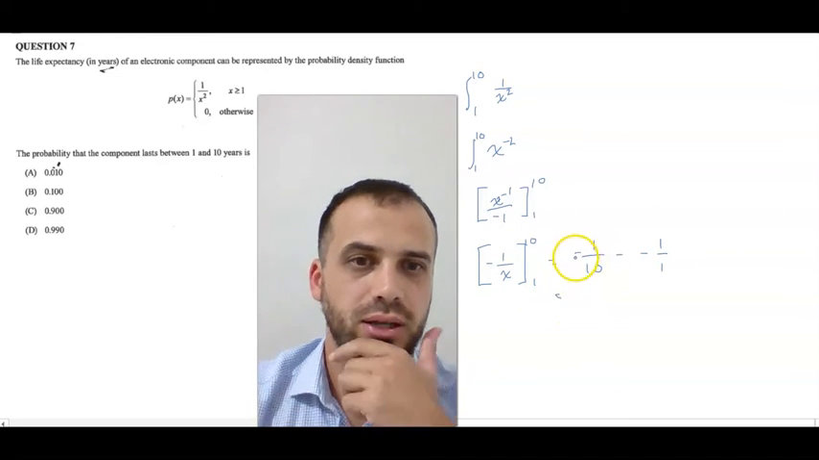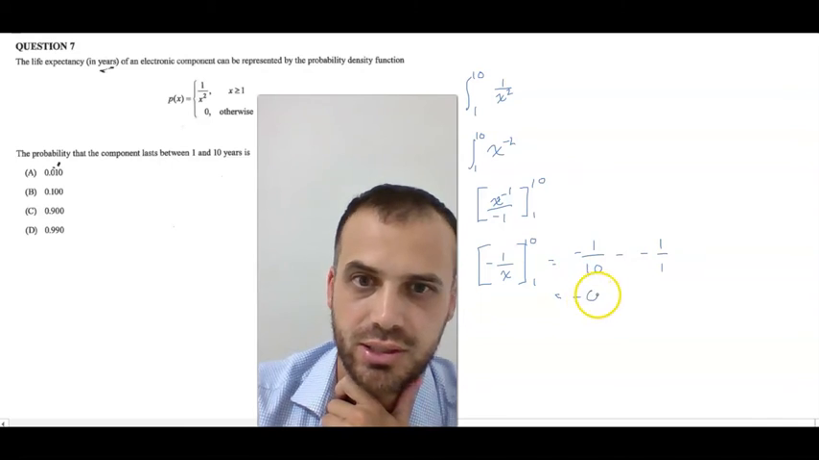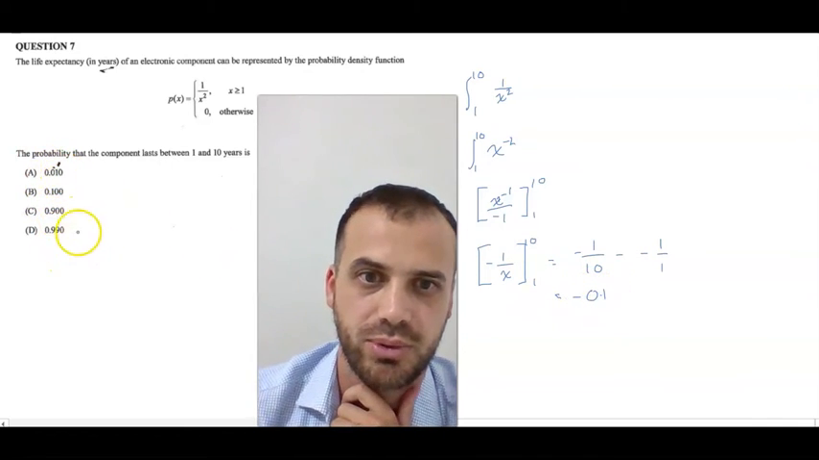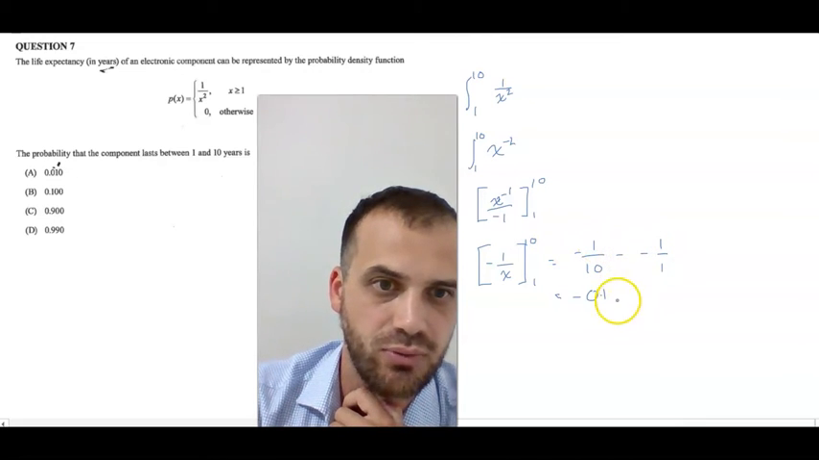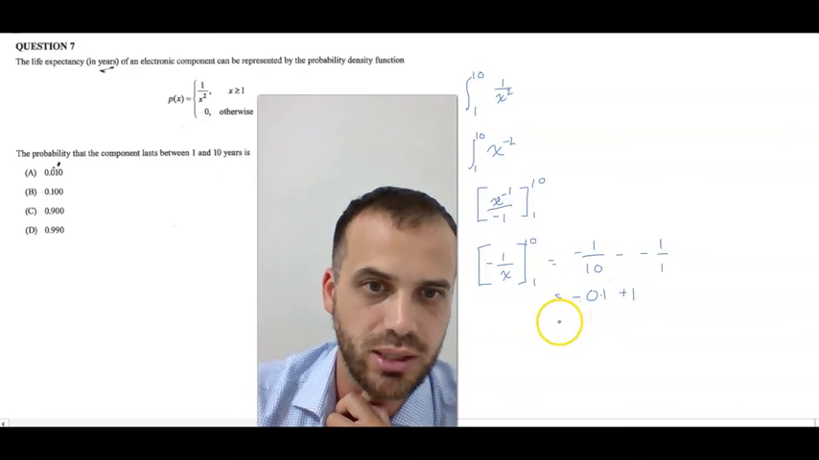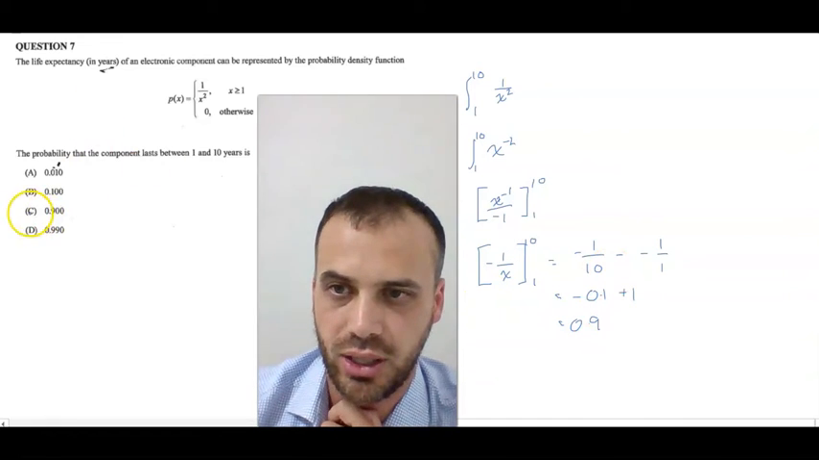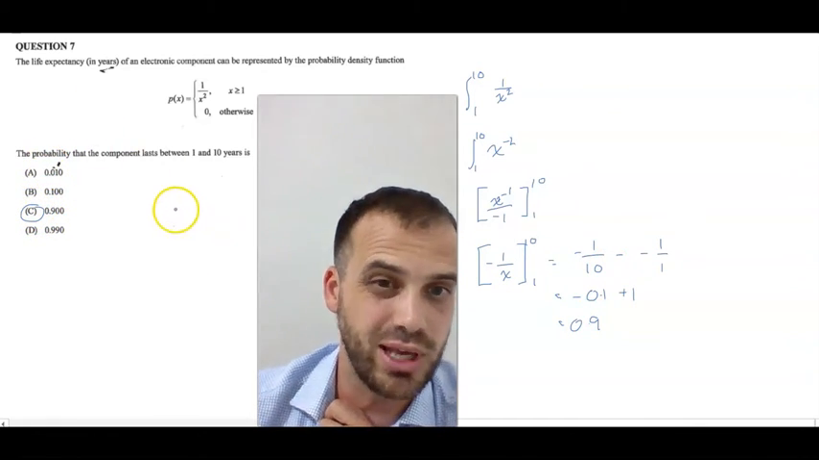All right, so -1/10 is -0.1, because we're in an unfortunate position here. We need to do something with this stuff. And then we have -1, which is +1. So 0.1 plus 1 is 0.9. Okay, and I can see my answer here, so I'm pretty happy with that.